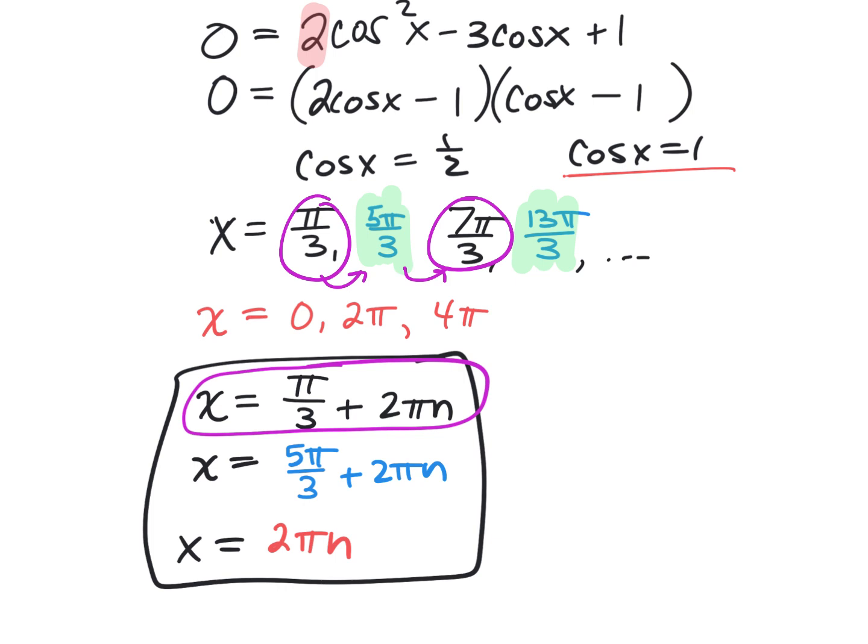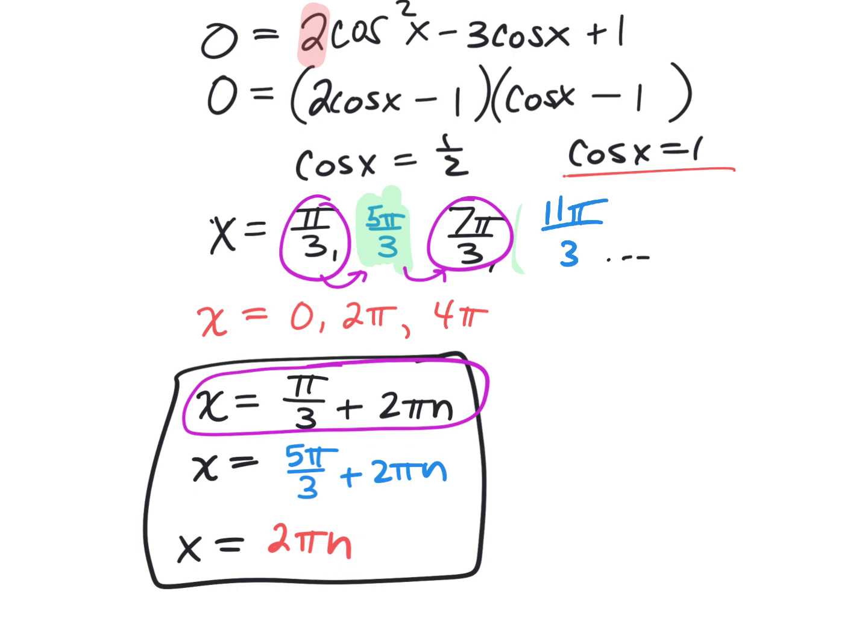That 13 pi over 3 doesn't seem to make sense there. Let me fix that. I think I did some miscalculating there. So if we wanted to go 2 pi up from 5 pi over 3, that would be 11 pi over 3. That seems a little bit better. So just to finish this up, these are our solutions.